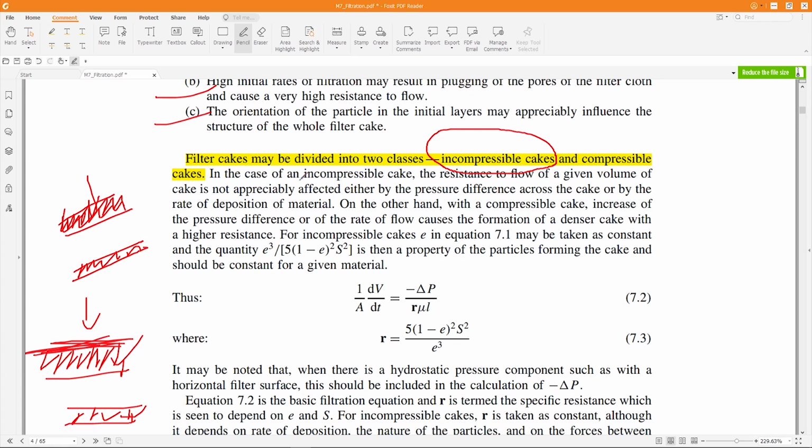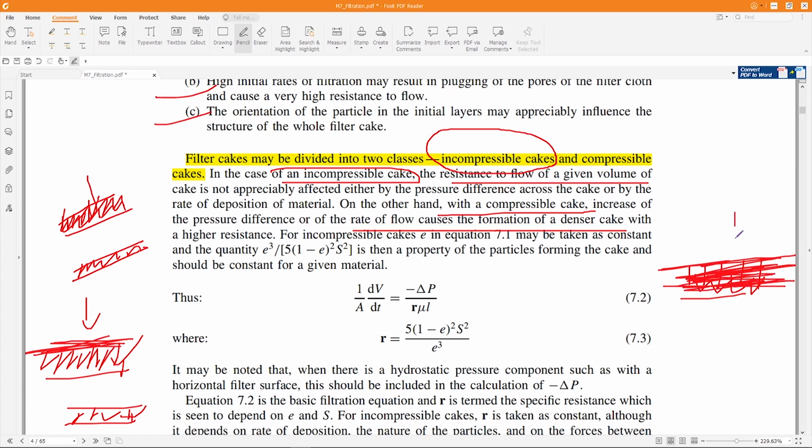In case of an incompressible cake, the resistance to flow of a given volume of cake is not appreciably affected by either pressure difference or cake thickness. So if it is an incompressible cake, the resistance will not vary with time. It will be constant throughout the process. But with a compressible cake, an increase of pressure difference or rate of flow causes the formation of a denser cake. If you increase the pressure, more solid particles will get deposited and the thickness of the cake will increase over time, or a denser cake will form, so it will get compressed.